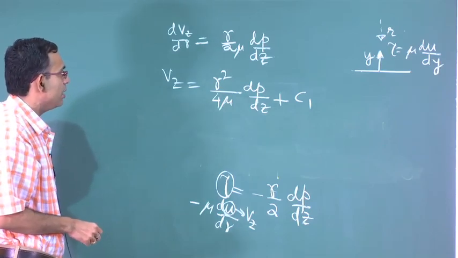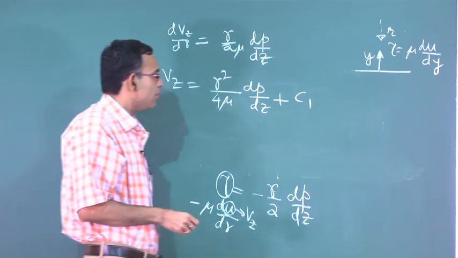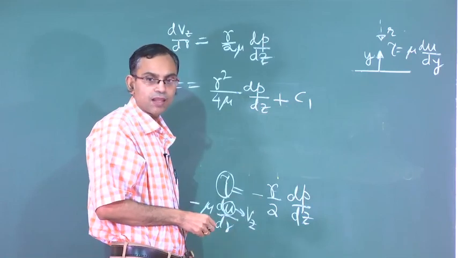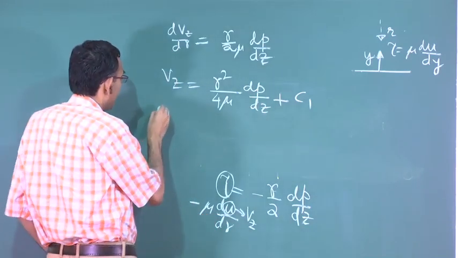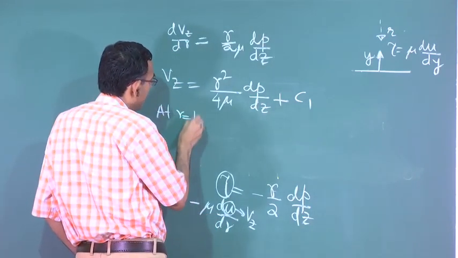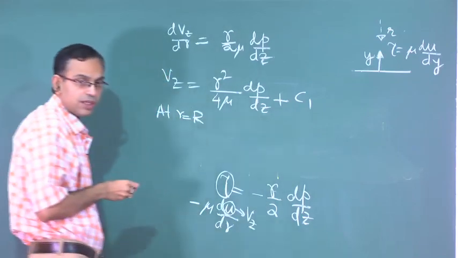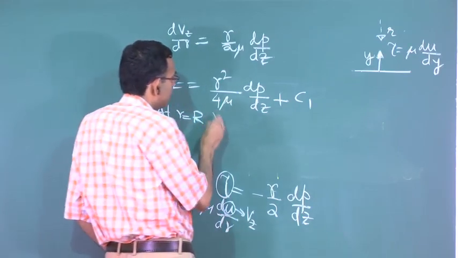So how do you get C1? You get C1 by noting that at small r equal to capital R, which is the solid boundary, you have Vz equal to 0.